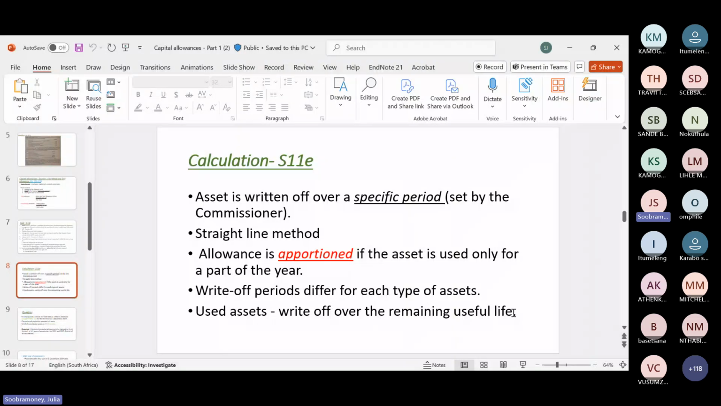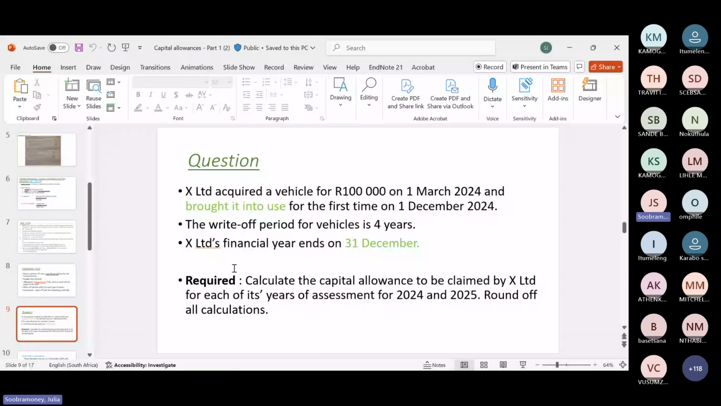Okay, so let's have a look at a question. It says X Limited acquired a vehicle. So it's a vehicle; the first thing you ask yourself is, is a vehicle a Section 11E asset? Well, number one, is it movable? Yes, it's movable. And do I use this in the process of manufacturing? No, I don't use it in the process of manufacturing. Therefore, it's Section 11E. Okay, so that is how you need to think.